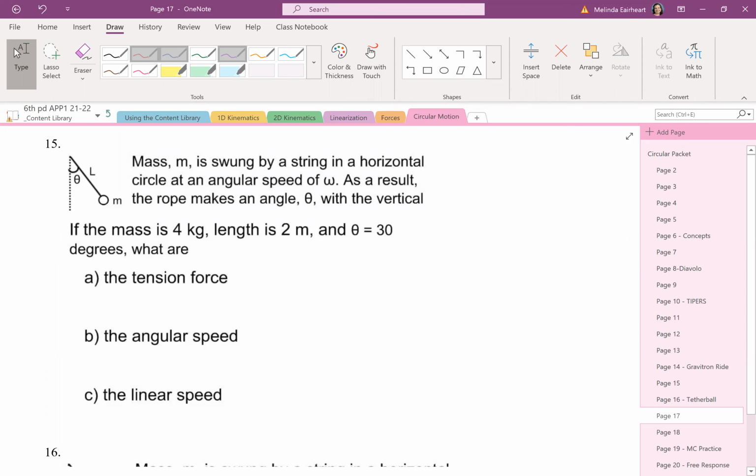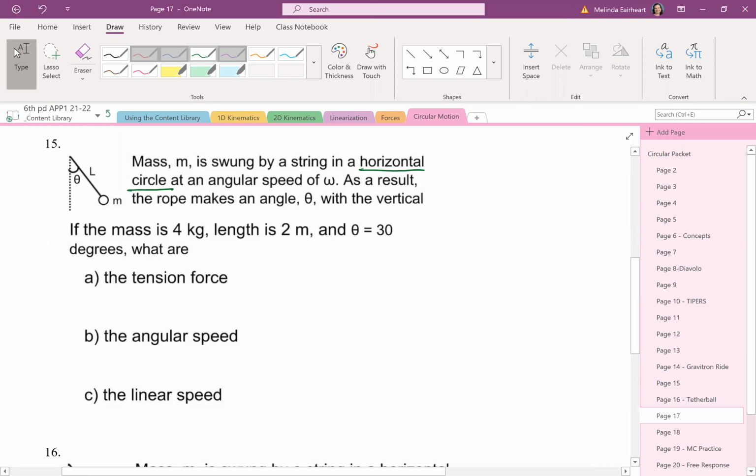And so we've got a mass that's swung by a string in a horizontal circle at some angular speed omega. As a result, the rope makes an angle theta with the vertical, like the picture. If the mass is 4 kilograms, the length is 2 meters, and theta is 30 degrees, what's the tension force? What's the angular speed? And what's the linear speed?